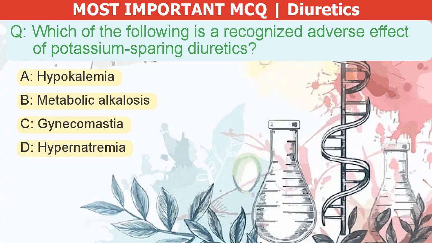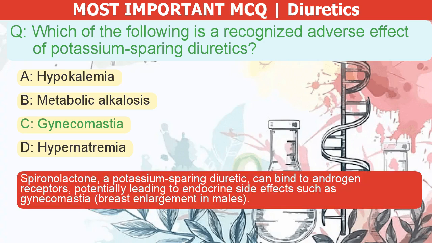Which of the following is a recognized adverse effect of potassium-sparing diuretics? A. Hyperkalemia, B. Metabolic alkalosis, C. Gynecomastia, D. Hypernatremia. The correct answer is C. Spironolactone, a potassium-sparing diuretic, can bind to androgen receptors, potentially leading to endocrine side effects such as gynecomastia, breast enlargement in males.